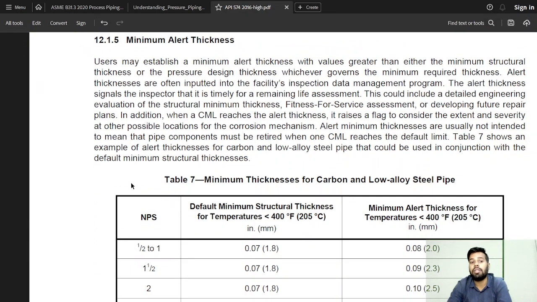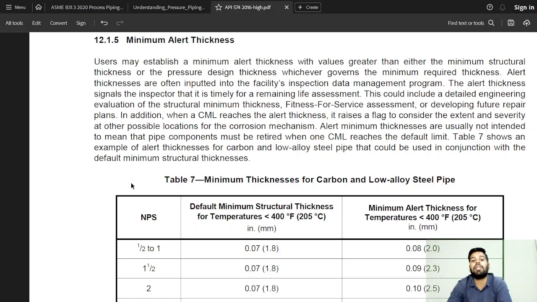Minimum alert thickness. The user may establish a minimum alert thickness with values greater than either the minimum structural thickness or pressure design thickness, whichever governs the minimum required thickness results. Alert thickness is often inputted into the facility's inspection data management program. The alert thickness signals the inspector that it is timely for the remaining life assessment. This should include the detailed engineering evaluation and structural minimum thickness, fitness for service assessment or developing future repair plans.